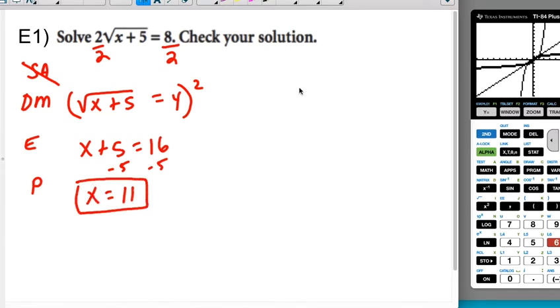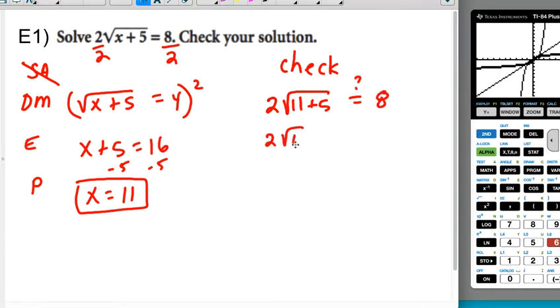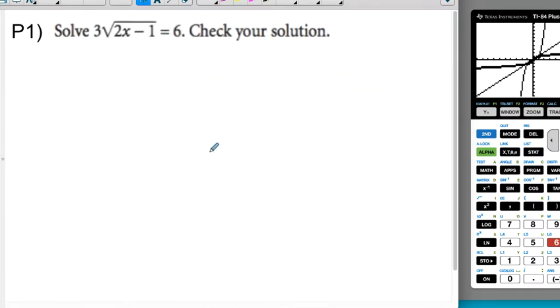I'm going to go ahead and check my answer, right? So when I check, I'm going to check the original. So 2 times the square root of 11 plus 5 is supposed to give me an 8. That's 2 root 16. Well, that's 2 times 4, and that checks out, right? So that's 2 times 4 gives me an 8. So I'm all good, and my answer is 11. Go ahead and give P3 a try.